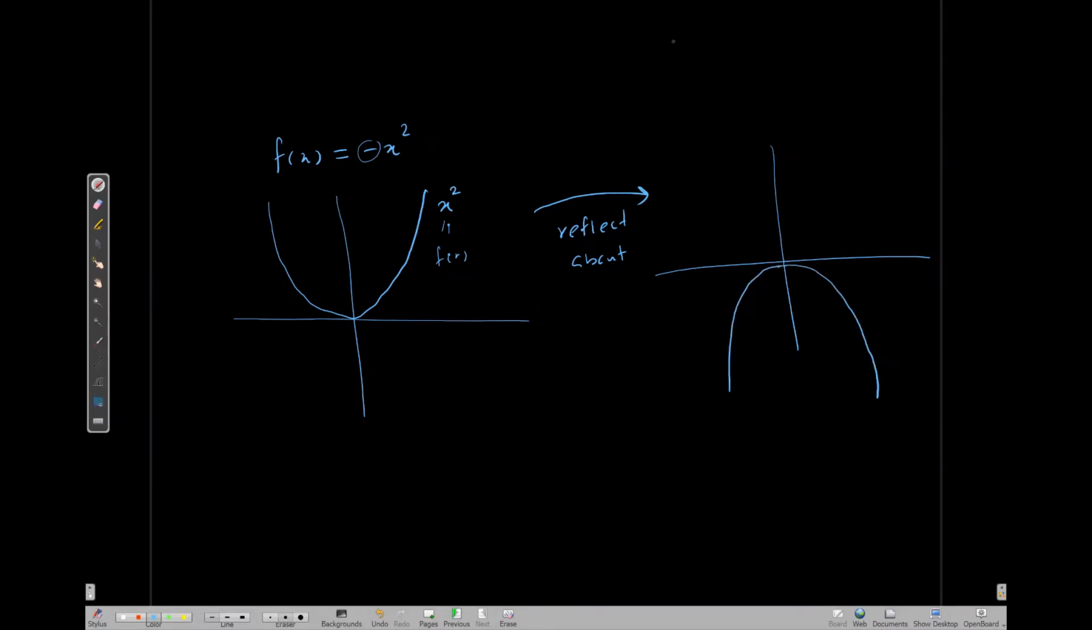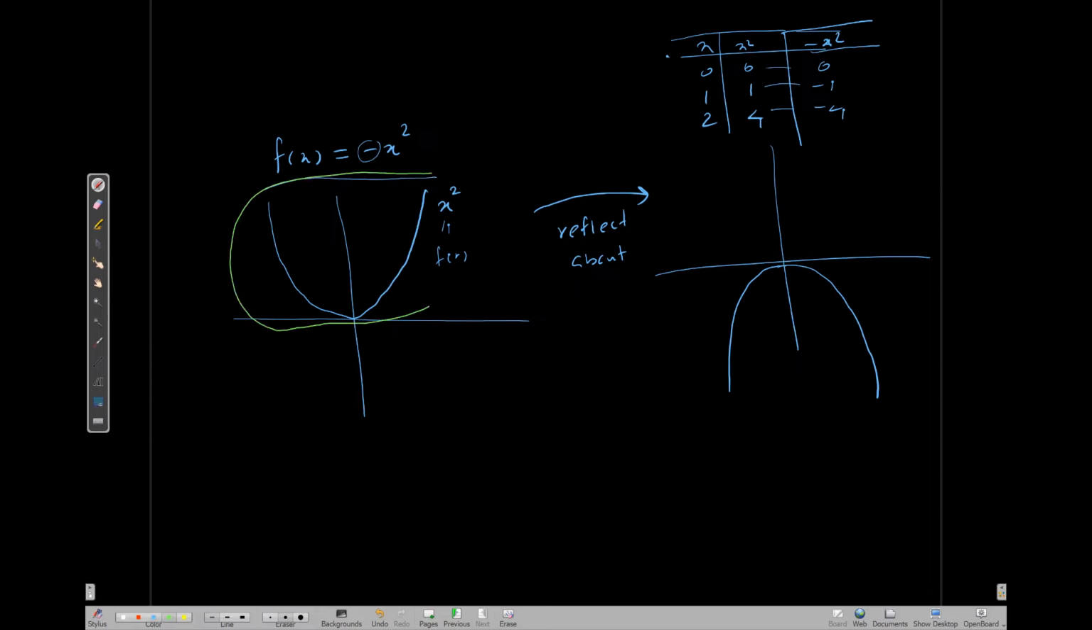If you draw a table, as we have been doing, for example, take the values 0, 1, 2. Then x squared gives 0, 1 and 4. Negative x squared gives the negative value of each of these: 0, -1, -4. So this whole thing will be upside down, simple as that.